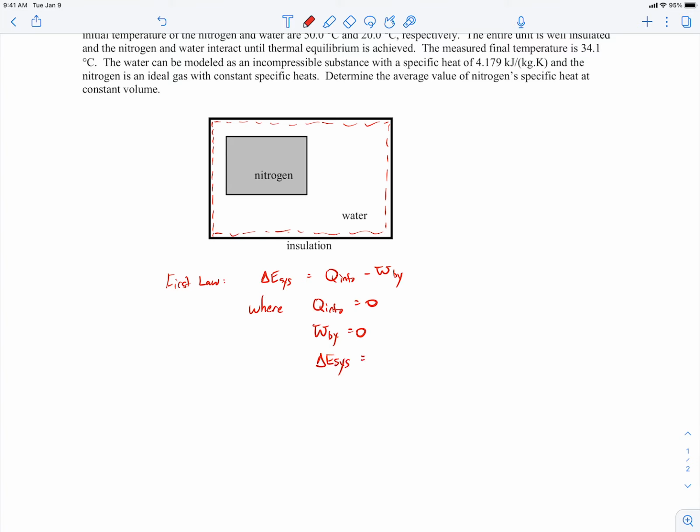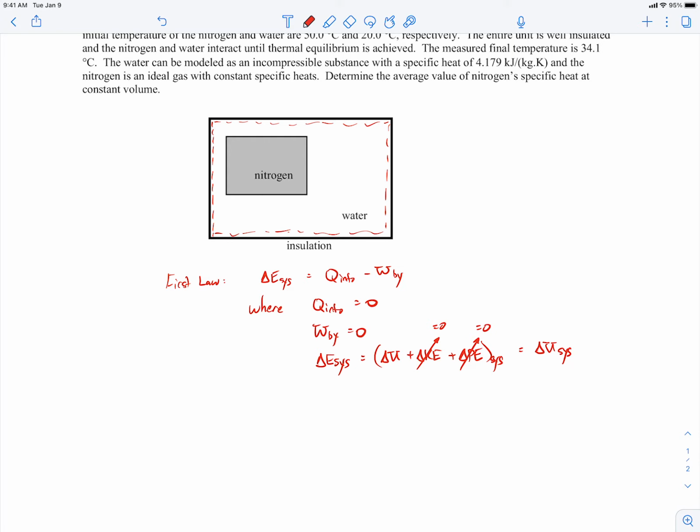The change in total energy of the system is going to be the change in the internal energy plus the change in kinetic energy plus the change in potential energy of the system. But since the system isn't moving, the change in kinetic energy is going to be 0. And since it's not changing elevation, we're not getting changes in potential energy. So this will just be changes in the internal energy of the system.